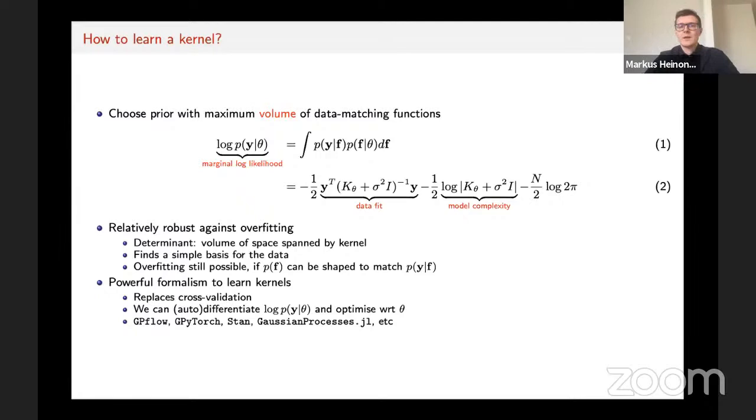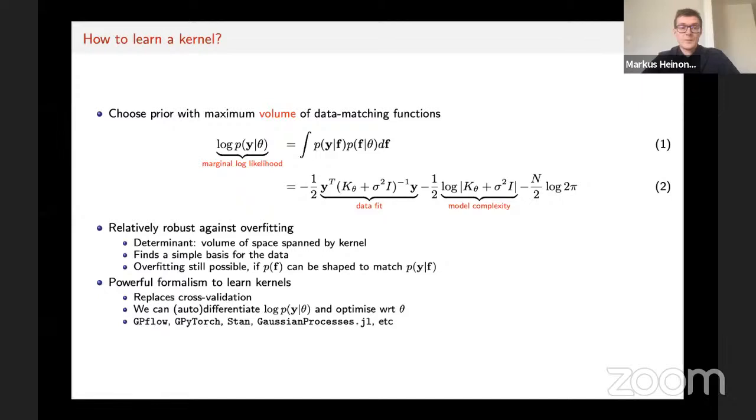This is usually not a problem if we choose a Gaussian kernel, because it is such a rigid prior family that we cannot shape it to match the likelihood perfectly. So we're kind of safe there. But this point will become more evident later when I talk about more complex kernel families.